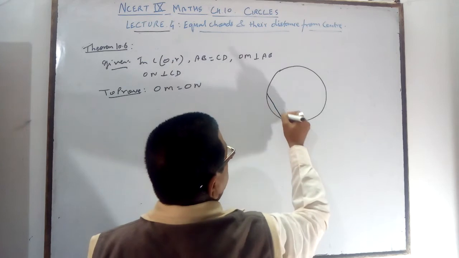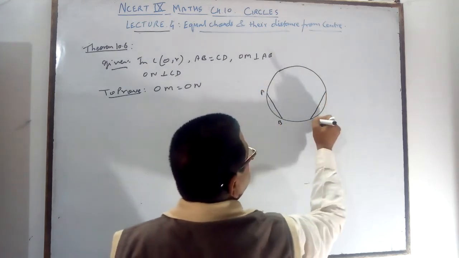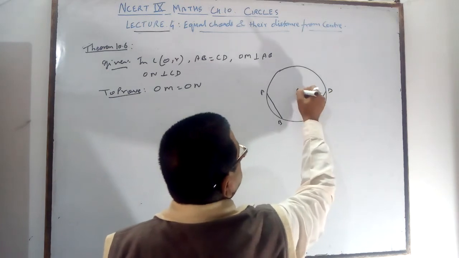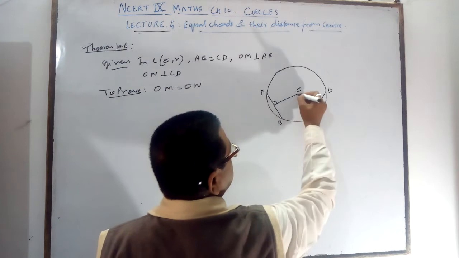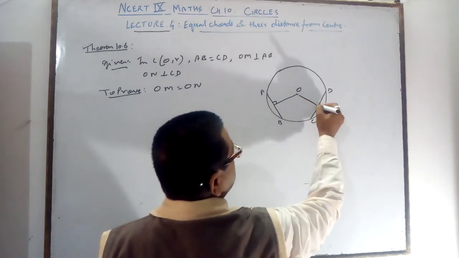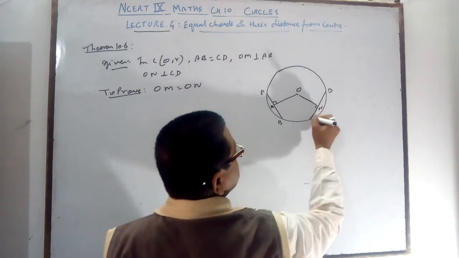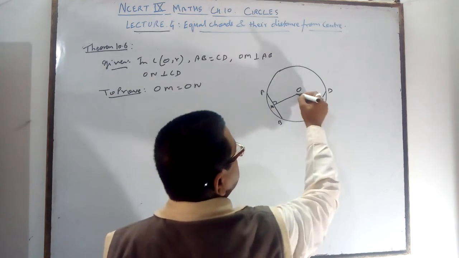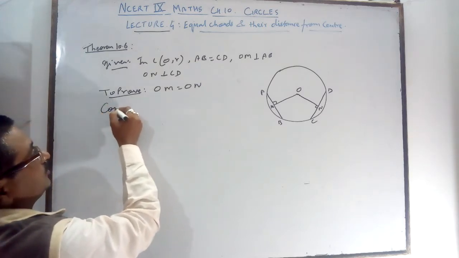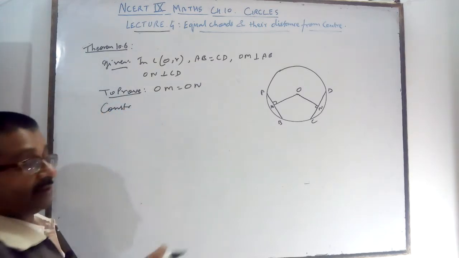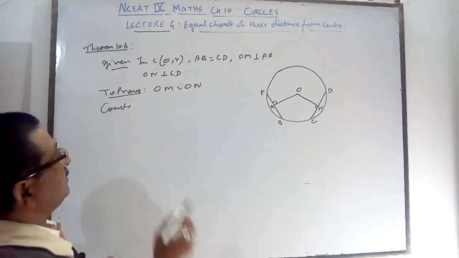There are two chords, AB and CD. Here is the center. This is a perpendicular given and this is a perpendicular given. OM and ON are the perpendiculars from the center. You want to prove OM is equal to ON. Chords which are equal are equidistant from the center.